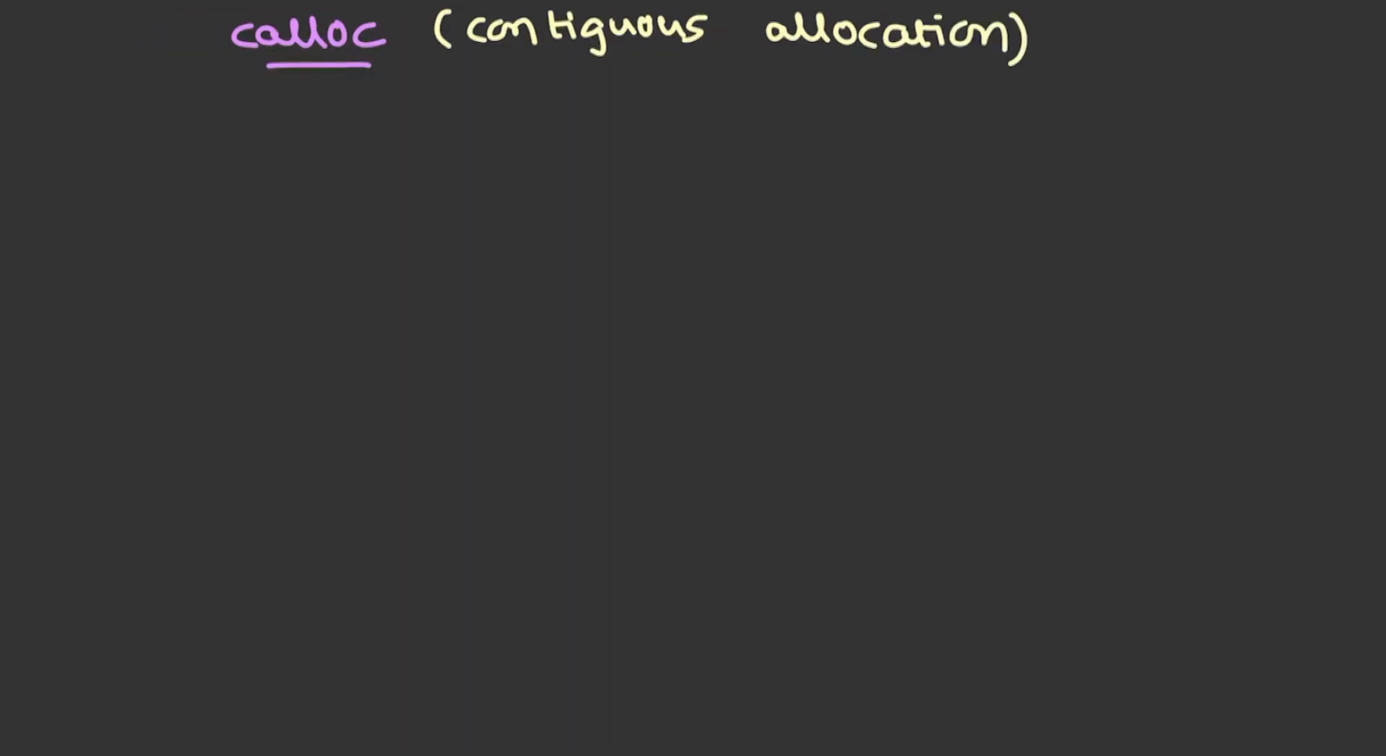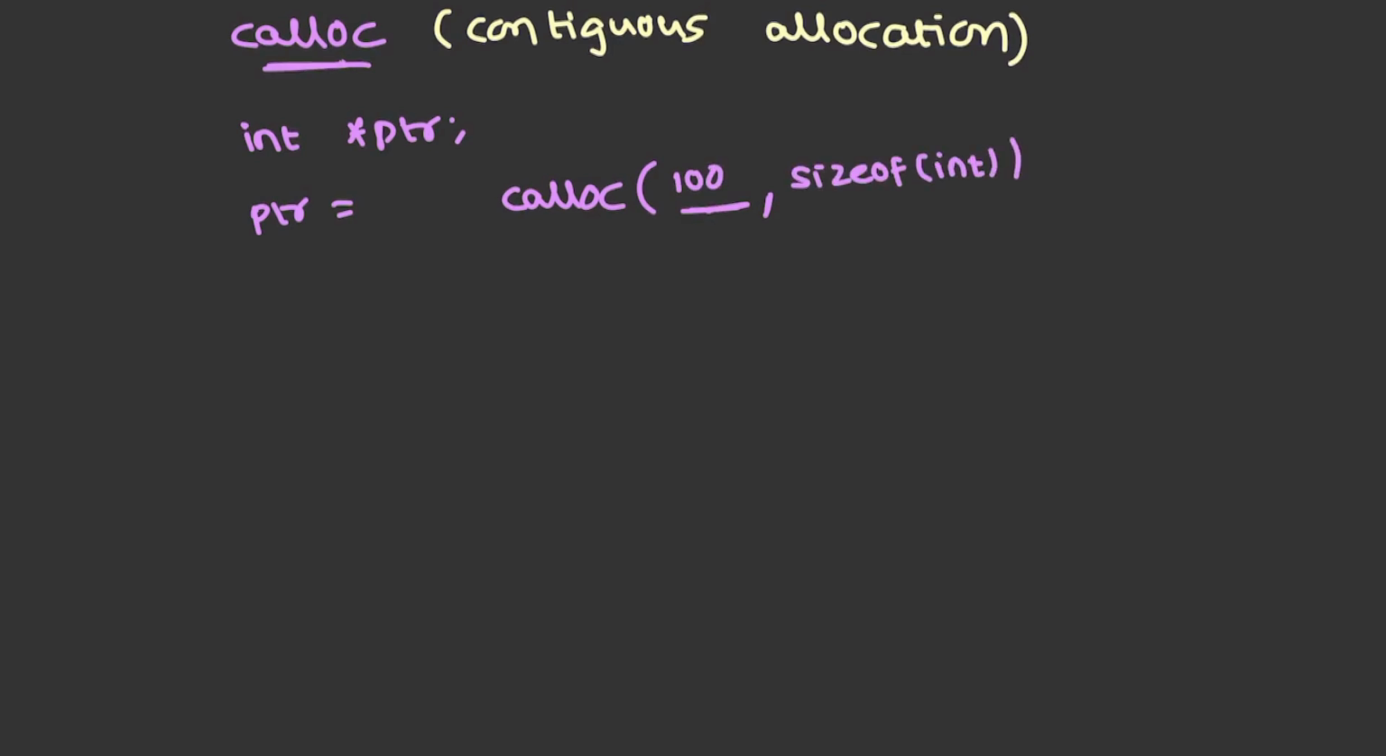Now, let's try to understand one more library function, which is continuous allocation, or calloc. Calloc is used for the same thing, where you have a pointer and you try to allocate memory for it, but the syntax differs in a small manner. In calloc, here I declare the number of elements. Suppose I want 100 integers, then calloc of 100 and size of int allocates size of int 100 times, and as it returns a void pointer, we need to typecast it to an integer pointer.